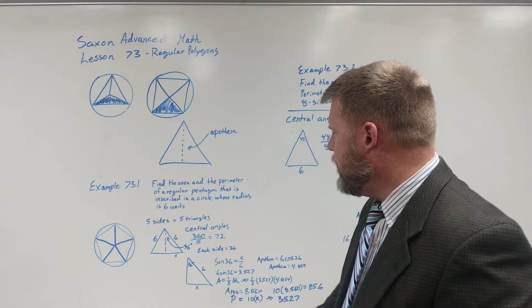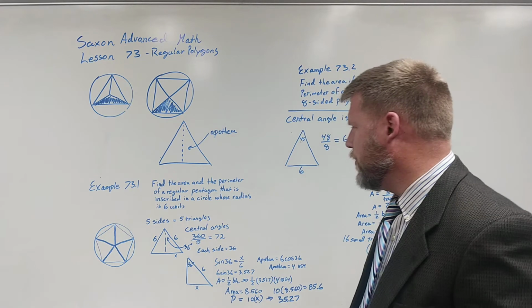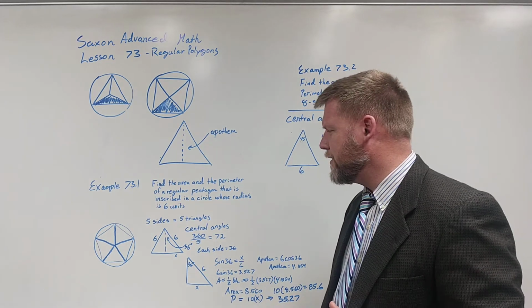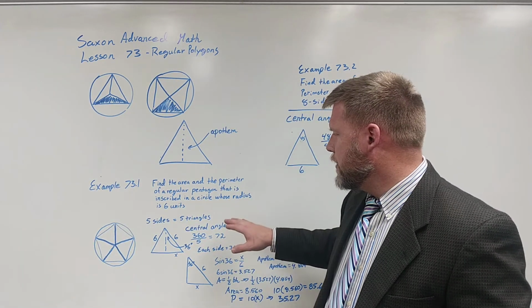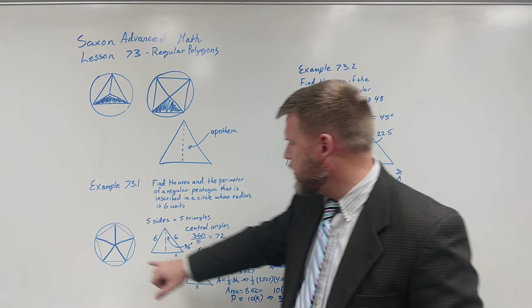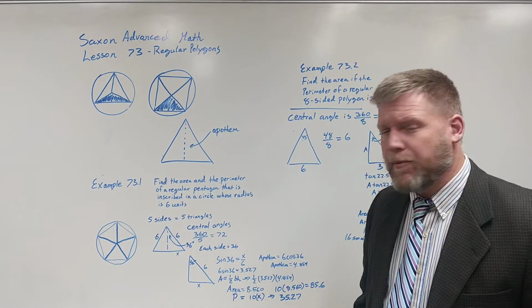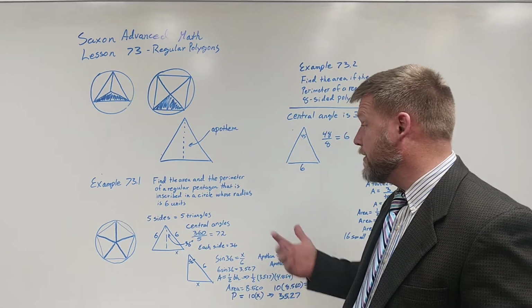They have an example here, 73.1: find the area and the perimeter of a regular pentagon that is inscribed in a circle whose radius is 6 units. Now, I went ahead and drew the pentagon here, and you can see that it has a six-unit radius. But I want to find the area and the perimeter, and I only have the one piece of information, the radius.